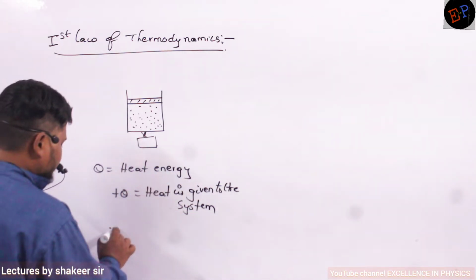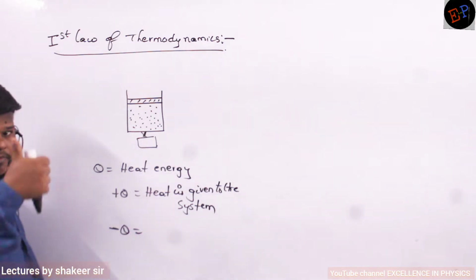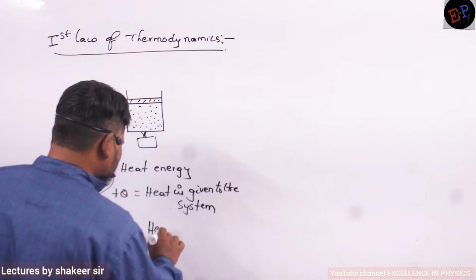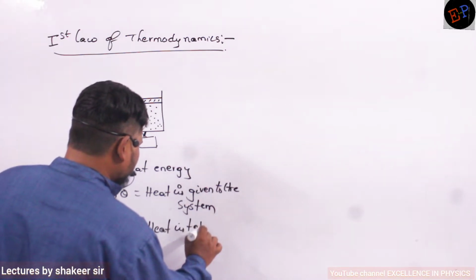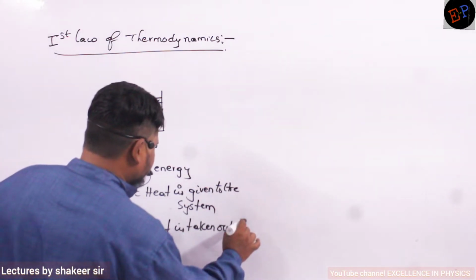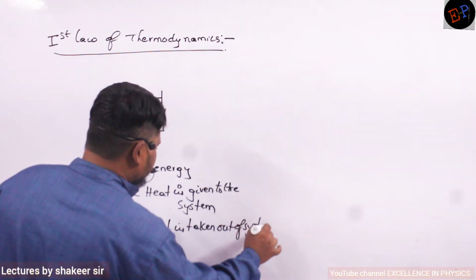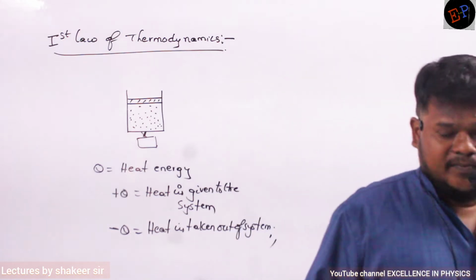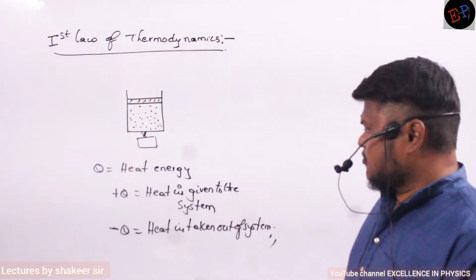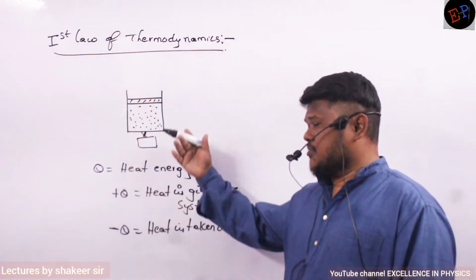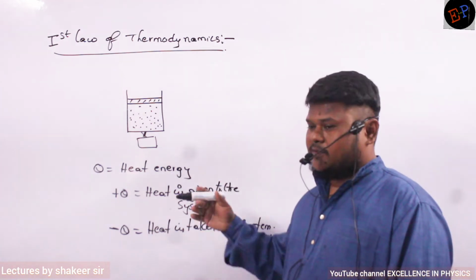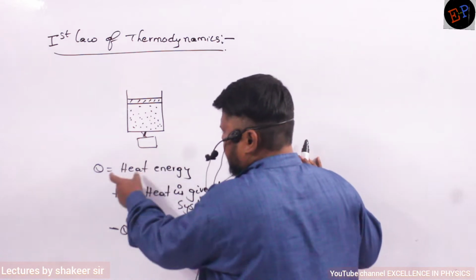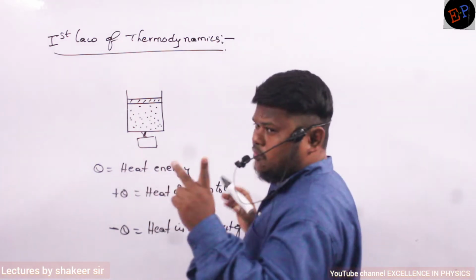Minus Q indicates heat is taken out of the system. Okay, ma? And in chemistry also we will use the same sign convention. If anything is taken out of the system, then we consider it to be negative. So here also heat given to the system is positive, heat taken out of the system is taken negative. Clear now? Then this amount of heat energy which you are supplying, it will do two things, ma.